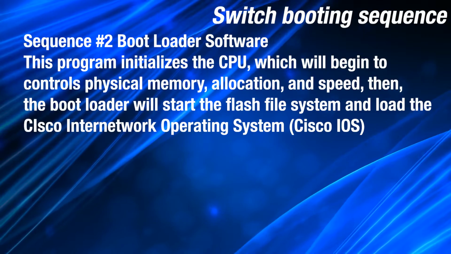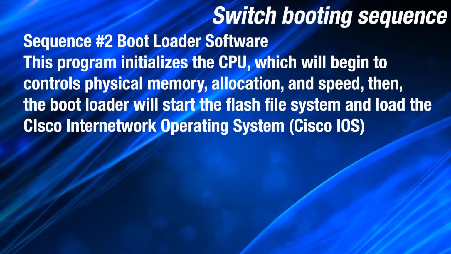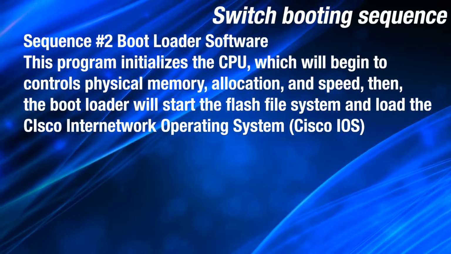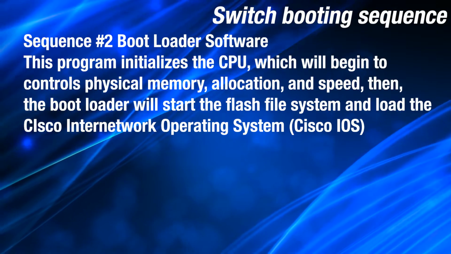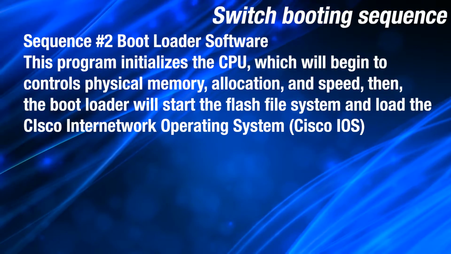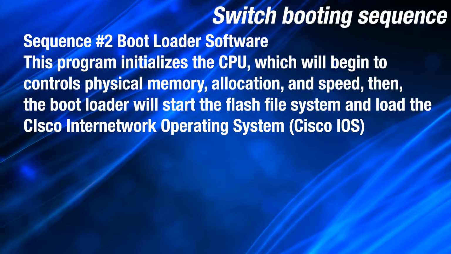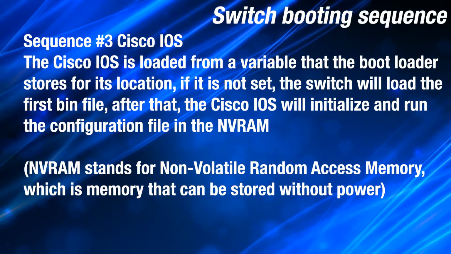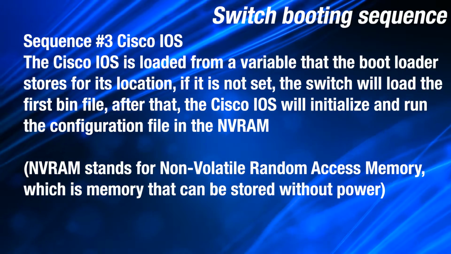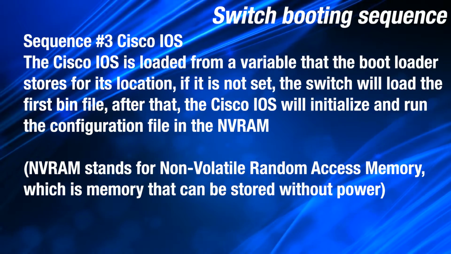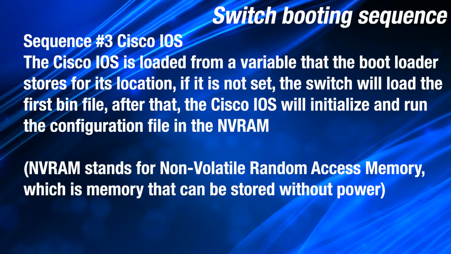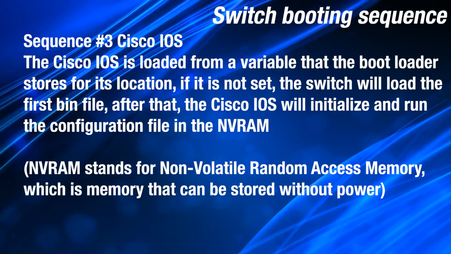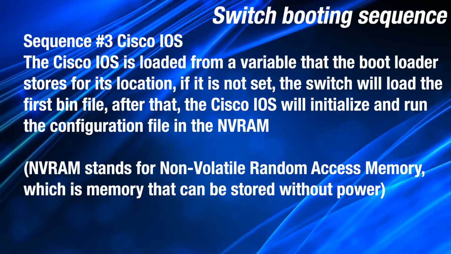The operating system is the Cisco Internetwork Operating System, or Cisco IOS. When this happens, the control of the switch goes from the bootloader to the Cisco IOS. The Cisco IOS is located with the variable set in the boot environment. If it's not set, the switch will load the first image file it can find. Once Cisco IOS is loaded, the configuration file is found in the non-volatile RAM.